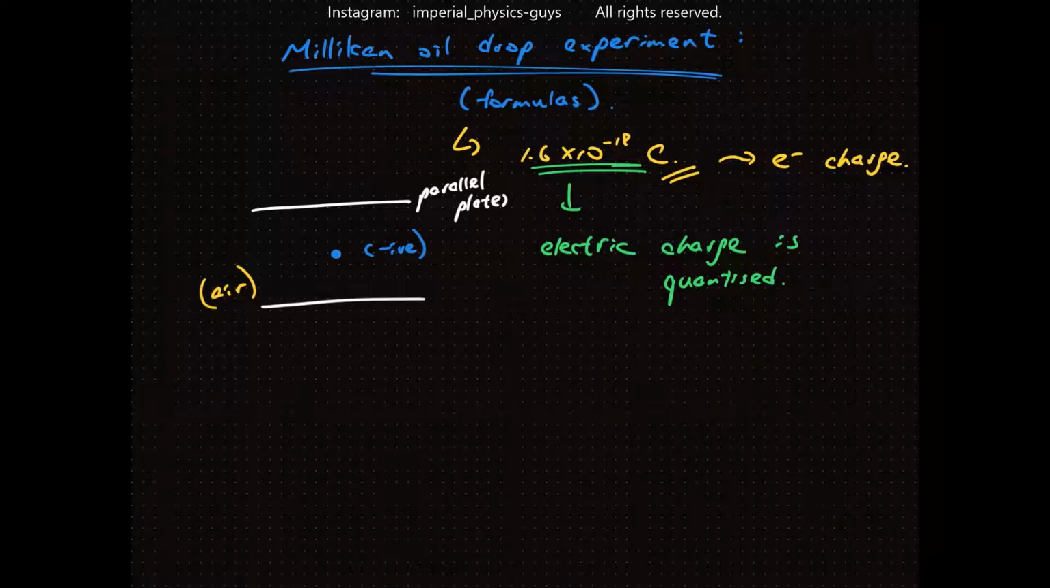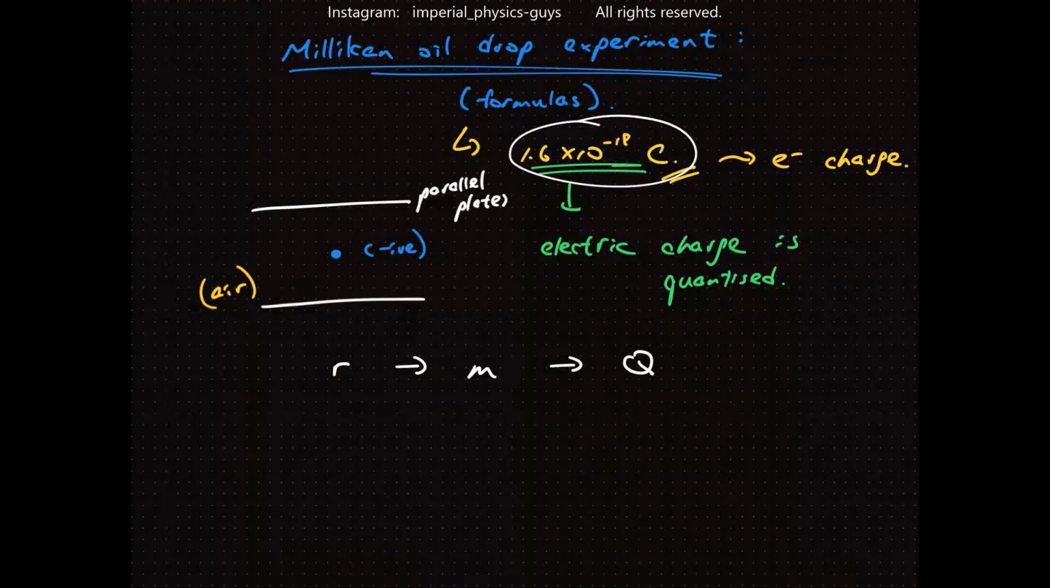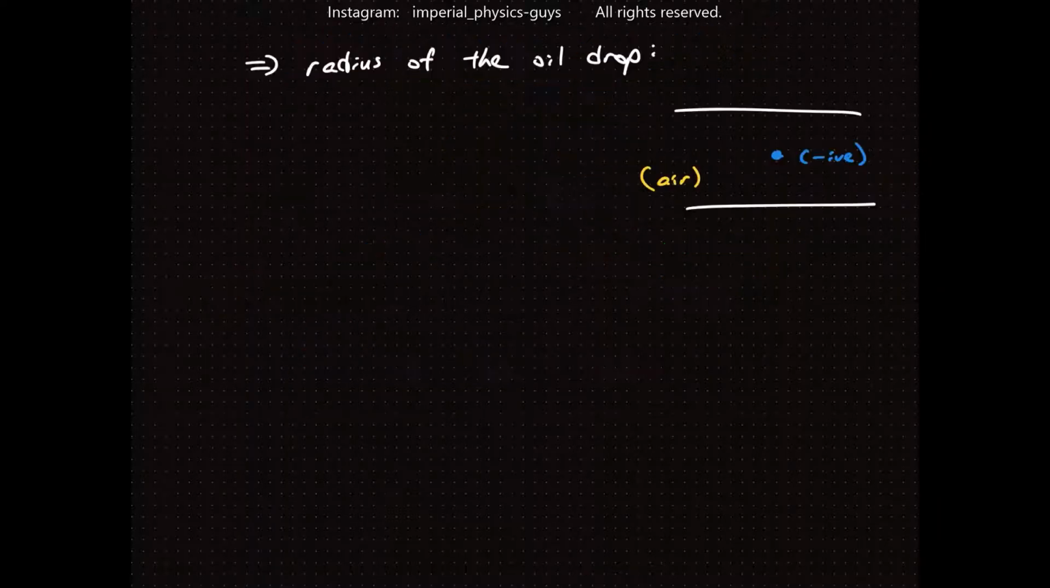So what we're going to do today is to consider each of these steps in order to deduce this quantity here. So first of all we are going to work out the radius of this oil drop, and then we are going to work out the mass of this oil drop. And finally we'll work out the charge of this oil drop, and from the value of the charge we can deduce this particular value here. So let's start with the first experiment.